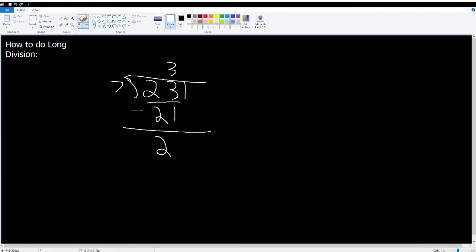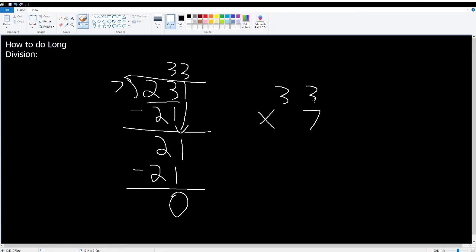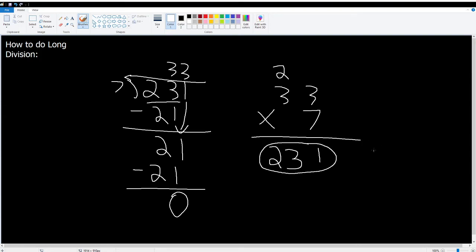You get 2. Remember, you pull down the 1. How many times is 7 going into 21? Well, 3 times, right? So you minus 21, and you get 0, right? So let's check that work. 7 times 33, right? 7 times 3 is 21, and then 7 times 3 is 21. 21 plus 2 is 23. So you get an answer of 231. All right, so we check that work.